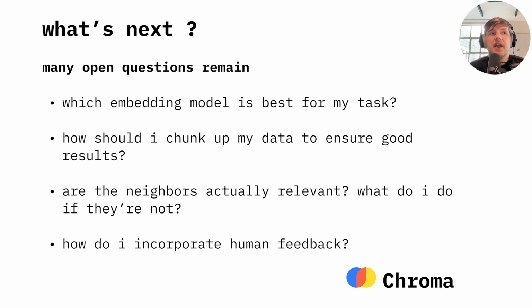So what's next? This all sounds great, but the issue is that there are quite a few fundamental limitations, even when you have a software package that's supporting you in finding nearest neighbors in this way, because it doesn't answer certain questions. It doesn't answer for you which embedding model is best for your task or your data. It doesn't tell you how you should be chunking up your data to ensure good results. And just because you've gotten the n nearest neighbors doesn't actually tell you whether those neighbors are relevant or how relevant they actually are. So what should you do with the information that they're not, sometimes?